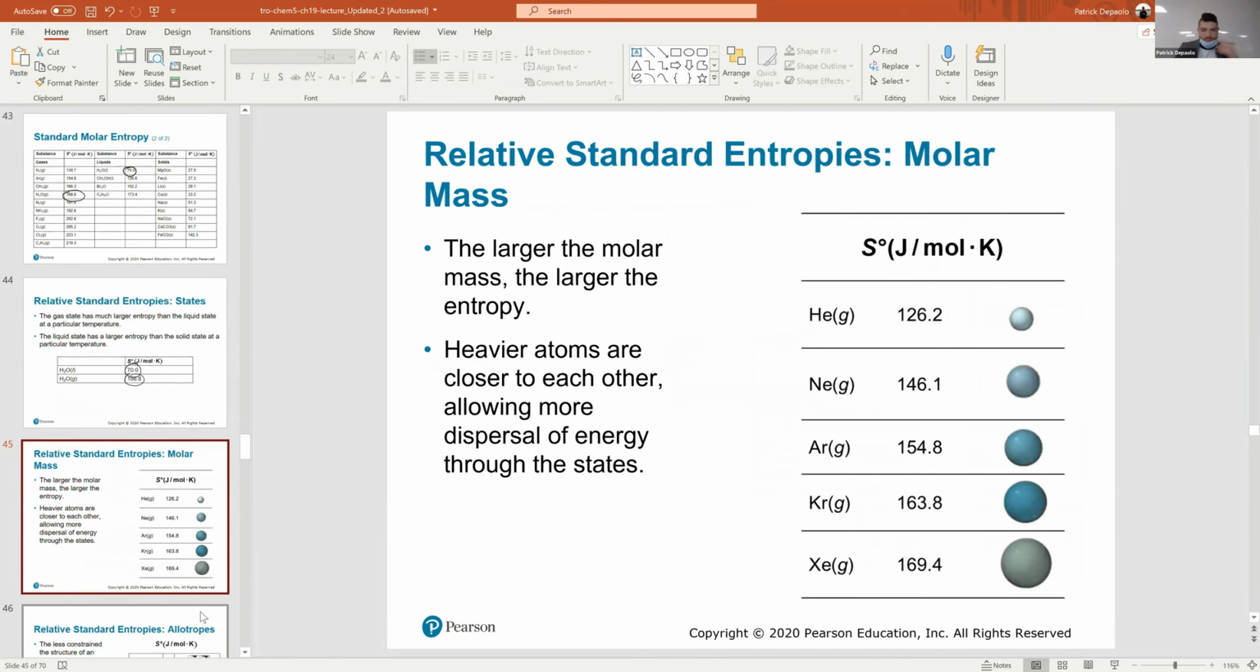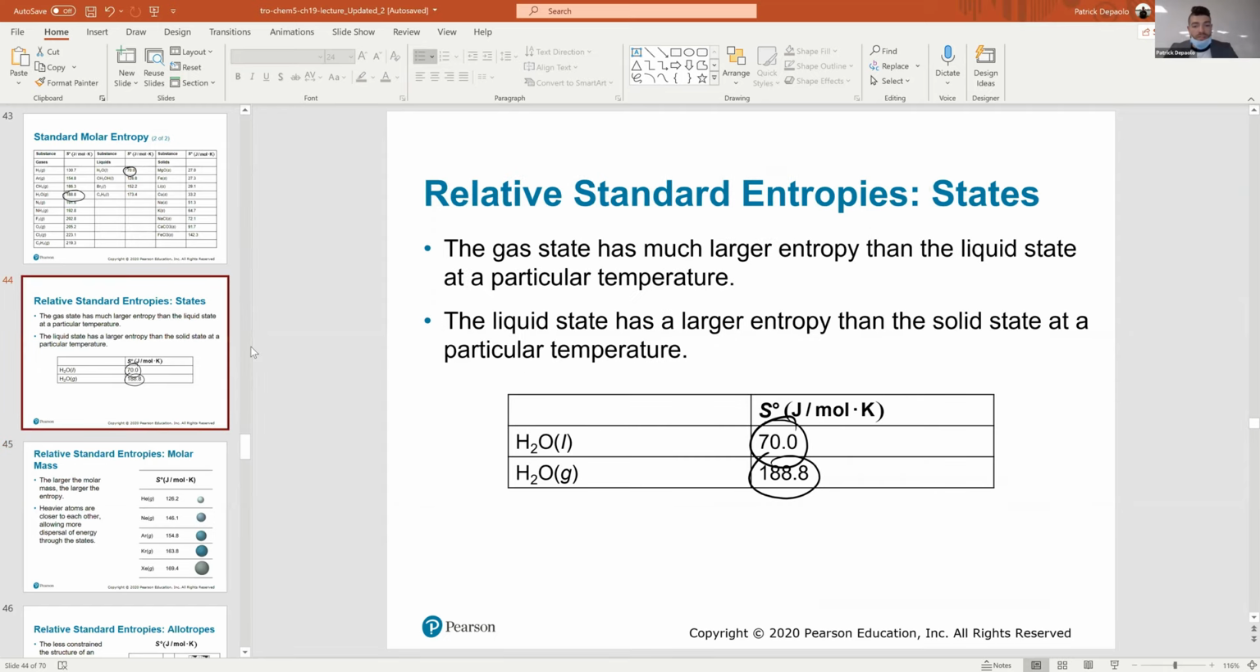Molar mass. The entropy increases with molar mass, going from these noble gases, helium to neon to argon. The entropy slightly increases. It's not going to be too much of a factor. I would say the biggest factor is going to be your state, because look, you're having almost a 3 times increase going from liquid to gas.